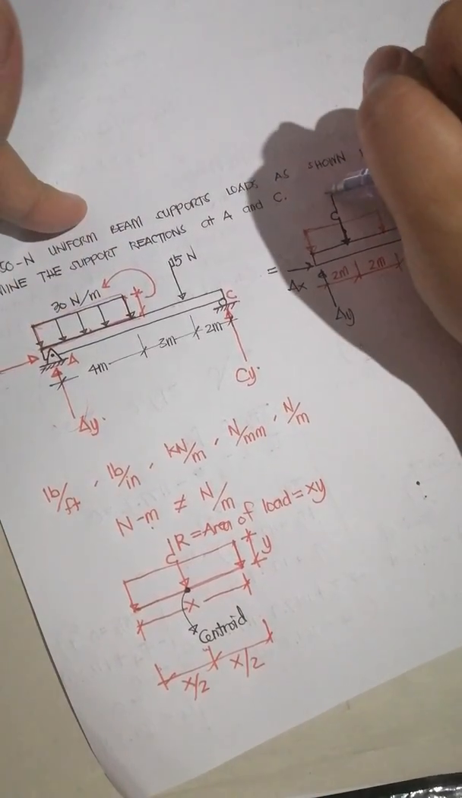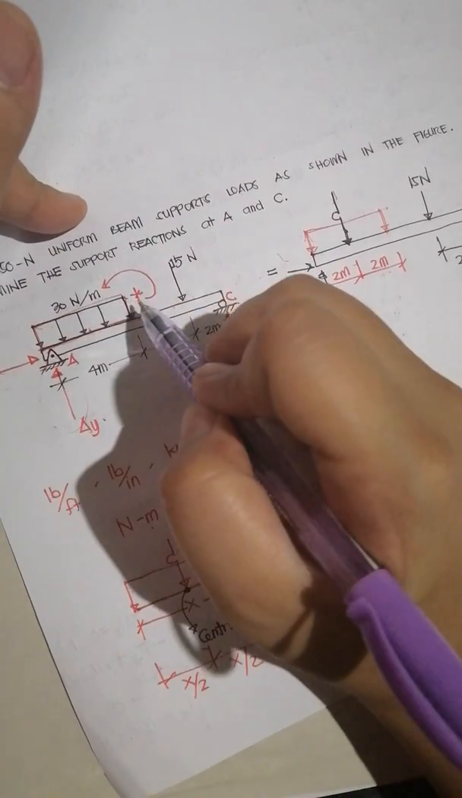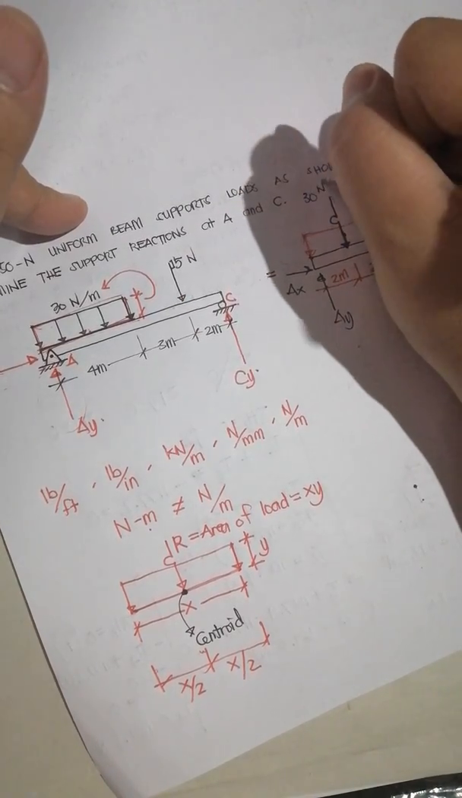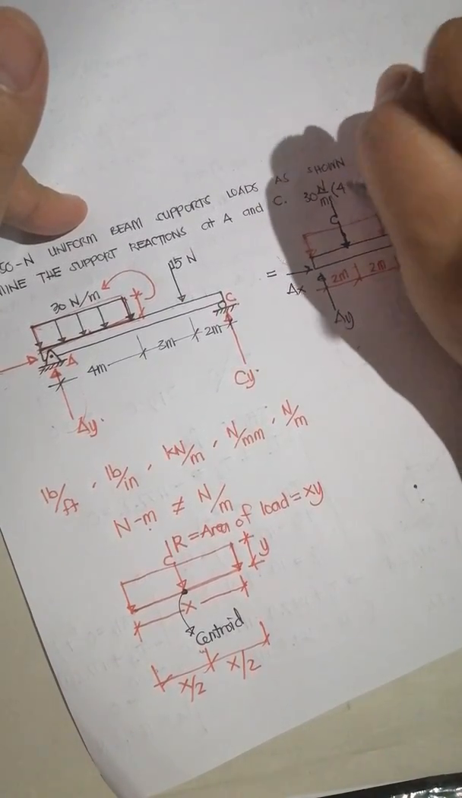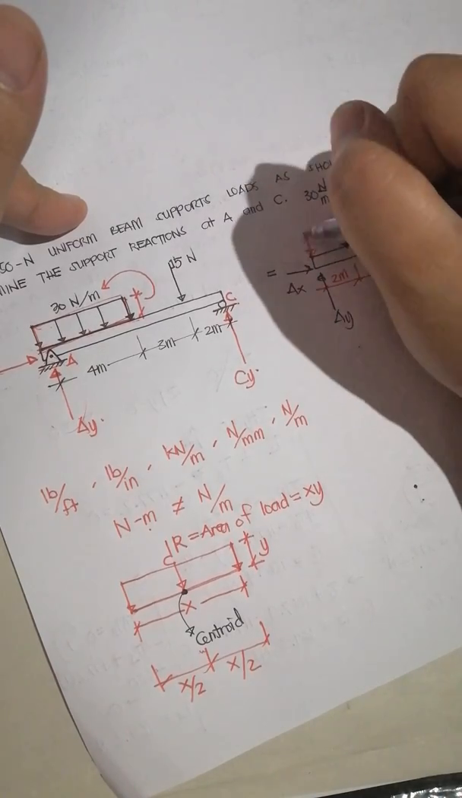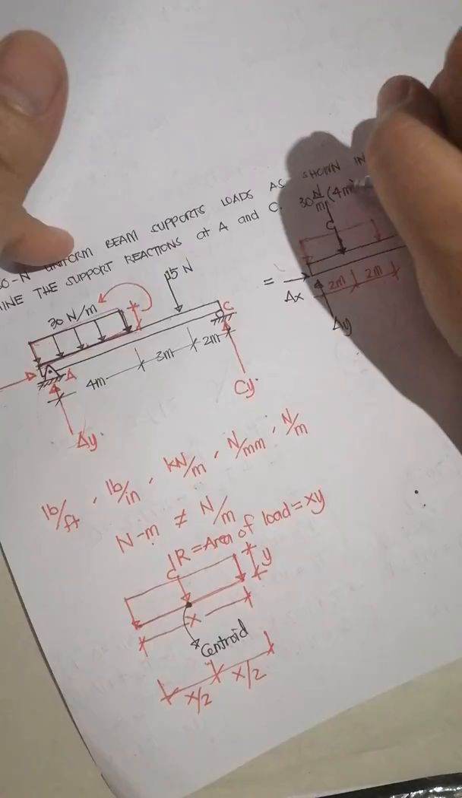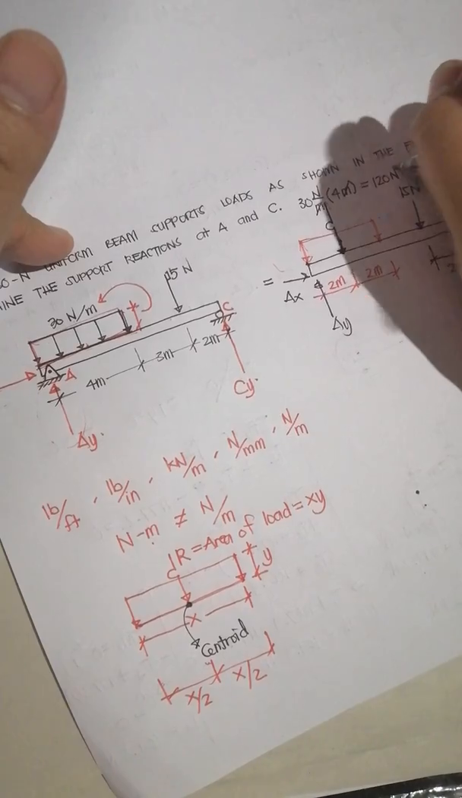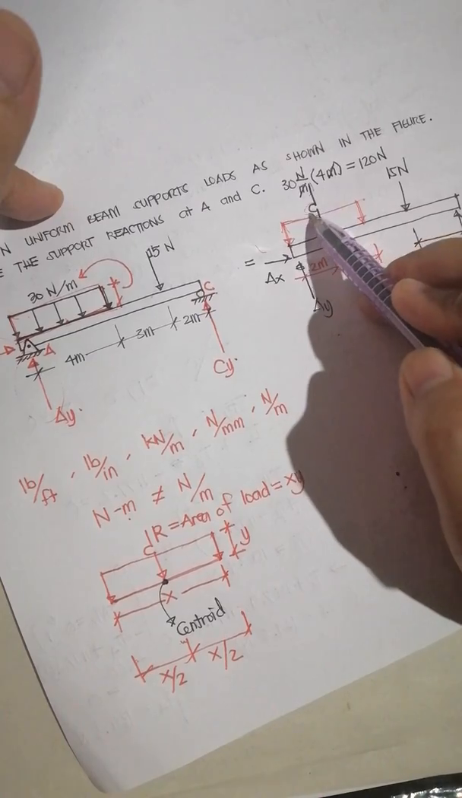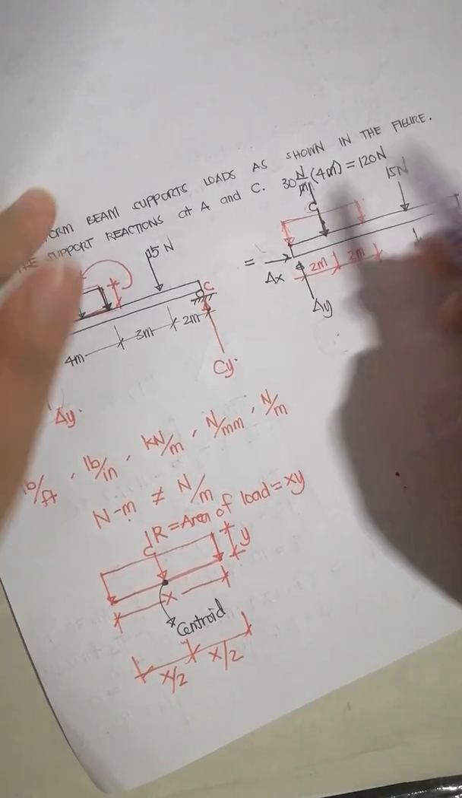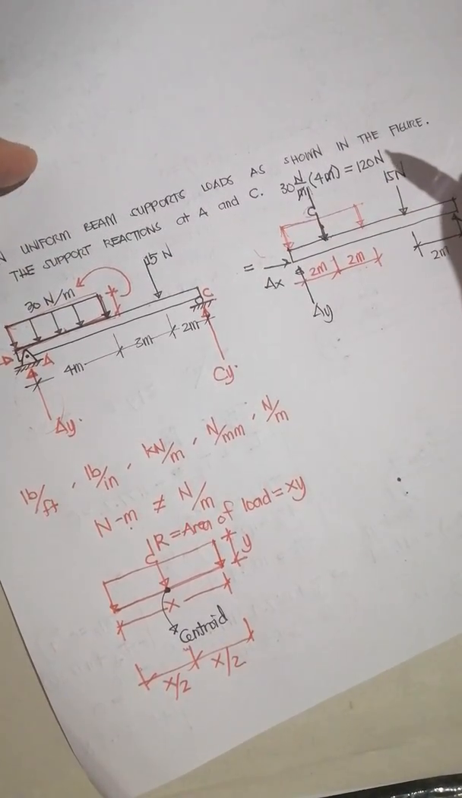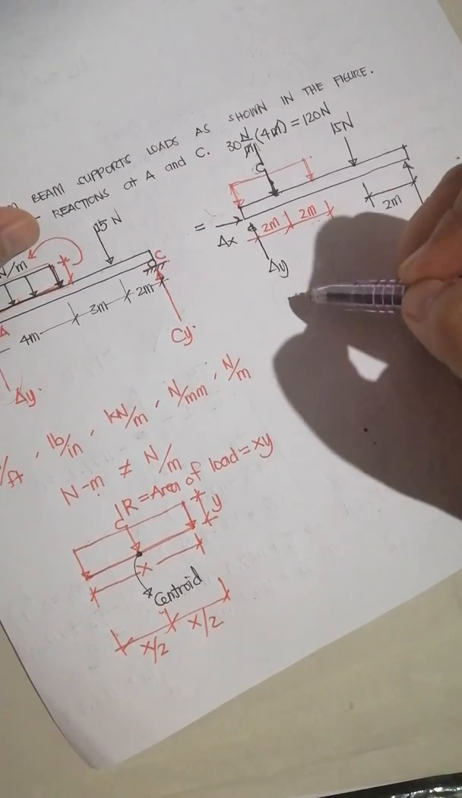The intensity is the area, so we have 30 newton per meter times 4 meters. This is the area of the rectangular distributed load. The meter per meter we could erase and cancel, so we have 120 newtons. So this distributed loading is equal to a 120 Newton concentrated force or load, acting at the center of the distributed load.